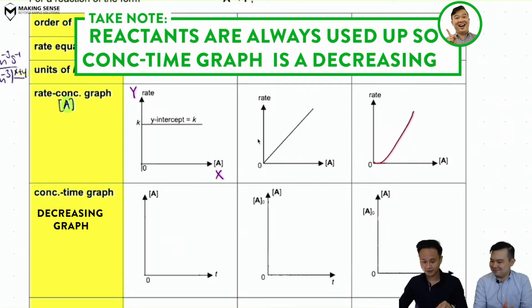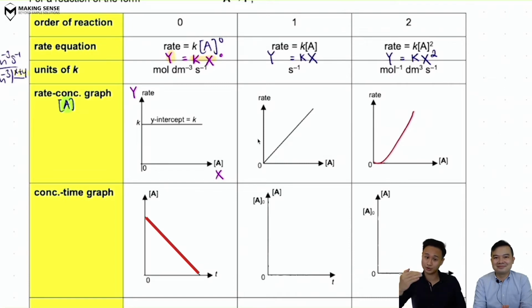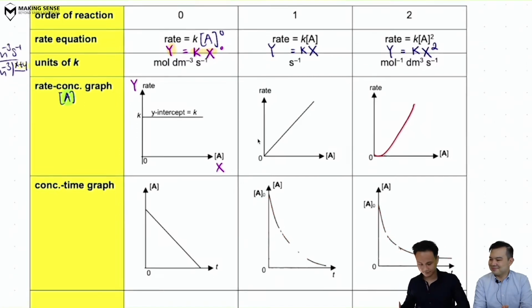Okay, so here's the thing. For a 0 order reaction, you just tell yourself it will be a downward sloping straight line that looks like this. For order 1 and order 2, it will still be downward sloping, but it's no longer a straight line. They will be curves. So it will just be a curve.